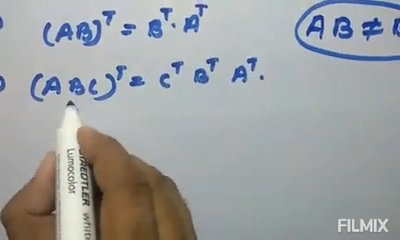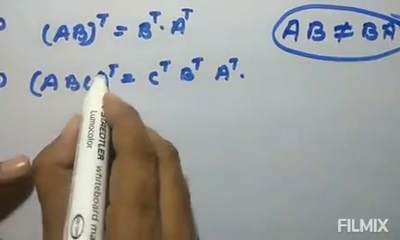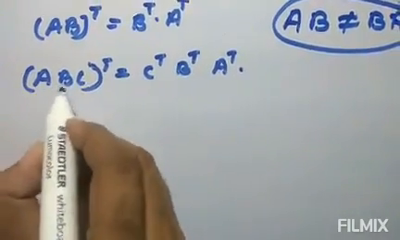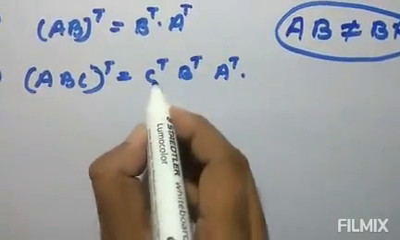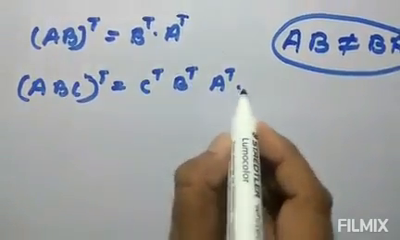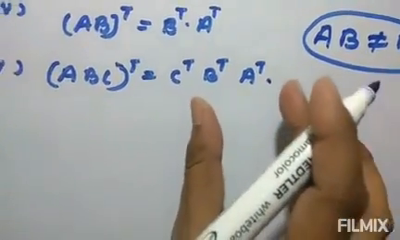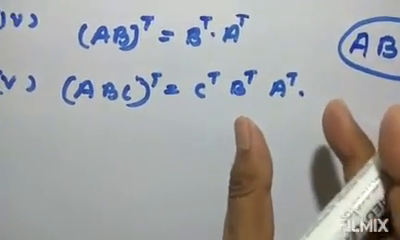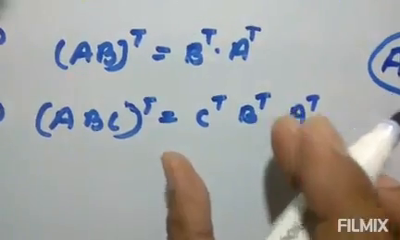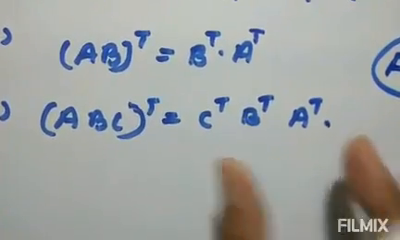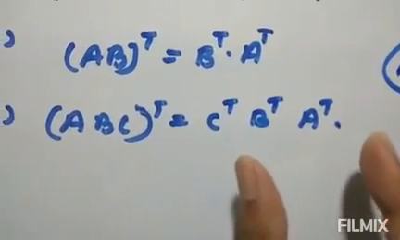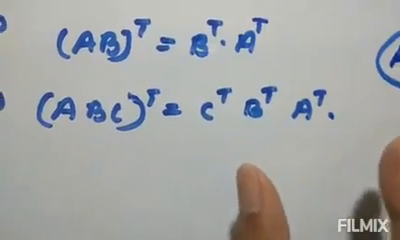Same, if taking three matrices A, B, C, whole transpose is C transpose into B transpose into A transpose. Means in simple, AB and BA are not commutative, but here in transpose we use this property and this is true.